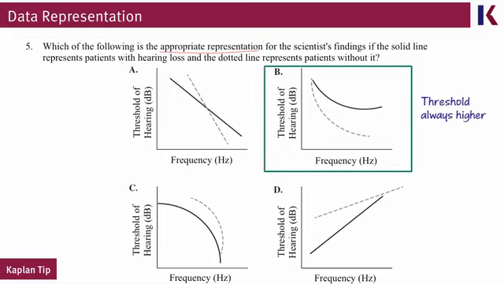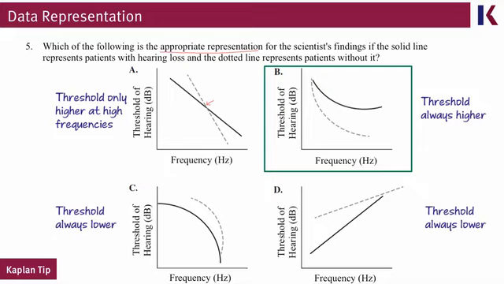Let's take a look at the other graphs, though, just to determine what the relationships are that they're demonstrating. Answer choice A demonstrates that the threshold is higher for those with hearing loss, but only at high frequencies. In fact, at lower frequencies than this point of intersection, we see that the dotted line, the patients without hearing loss, is actually higher than the solid line, so this cannot be the correct answer. For answer choices C and D, the threshold for patients with hearing loss is shown to always be lower than the threshold for patients without hearing loss, and this is the opposite relationship than was described in the study.